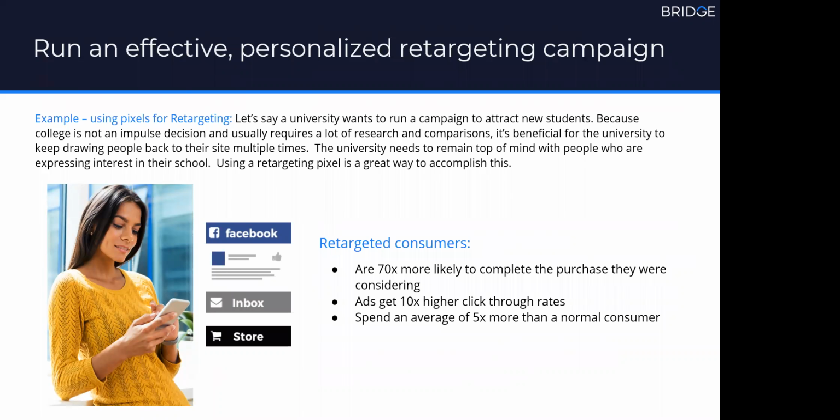Here's an example of using pixels for retargeting. Let's say a university wants to run a campaign to attract new students. Because college is not an impulse decision and usually requires a lot of research and comparisons, it's beneficial for the university to keep drawing people back to their site multiple times. The university needs to remain top of mind with people who are expressing interest in their school. Using a retargeting pixel is a great way to accomplish this.